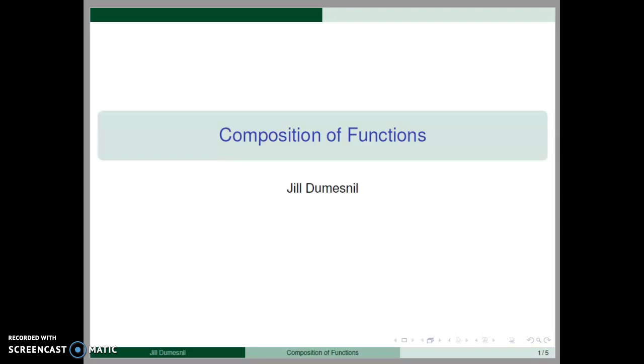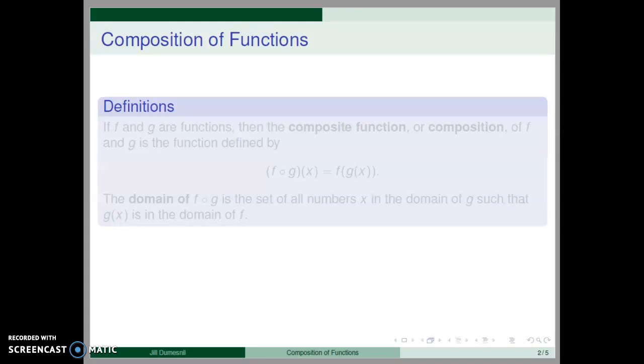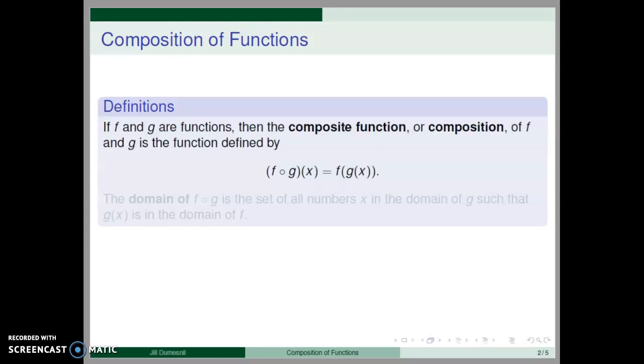Composition of functions is an operation that takes two functions and produces a third function by applying the first two in succession. Let's just jump right into the definition. If f and g are functions, then the composite function, or composition, of f and g is the function defined by (f∘g)(x) = f(g(x)).